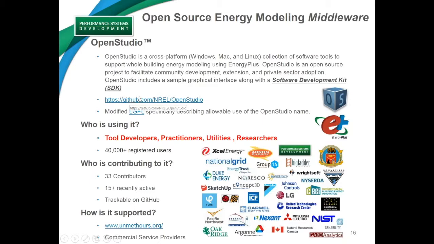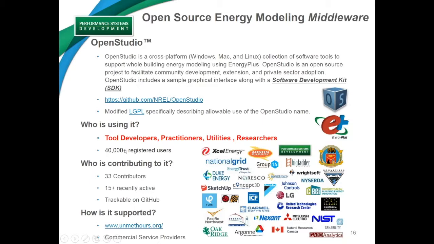Again, it's hosted on GitHub. It has a bit of a different licensing scheme. It's not the BSD 2, it's an LGPL licensing scheme. Who's using it? Well, software tool developers, practitioners, in this case utilities, lots of utilities, and also, of course, researchers. I have a screenshot here of a number of the community members who are using OpenStudio today, and you'll see these are some sort of heavy hitters, you know, Johnson Controls and whatnot. These are large companies, also utilities that cover large portions of the country. They're using it, again, as middleware for accessing Energy Plus.